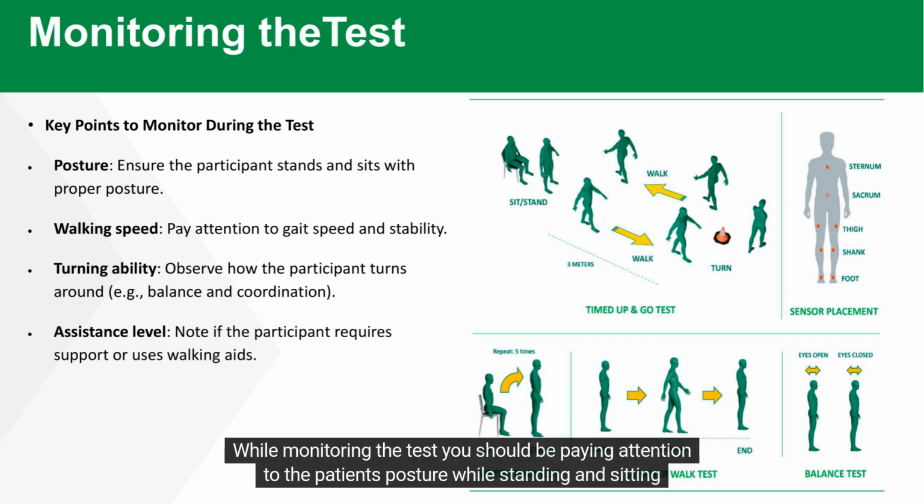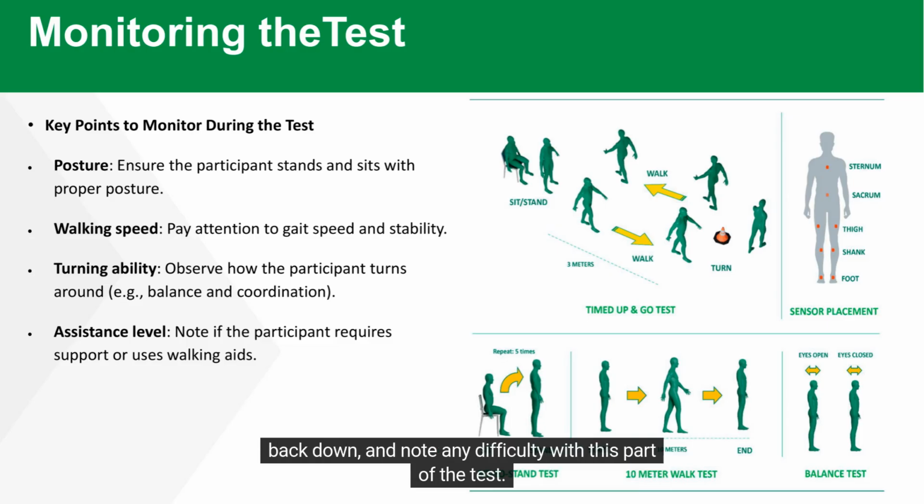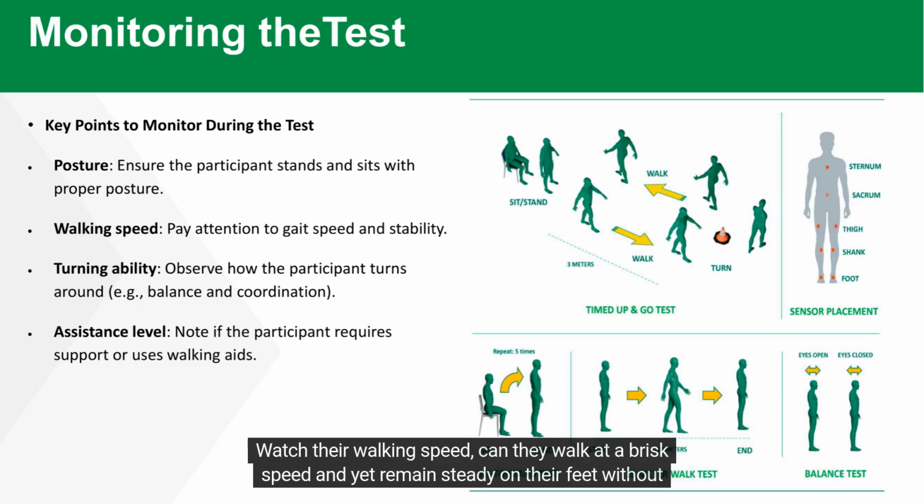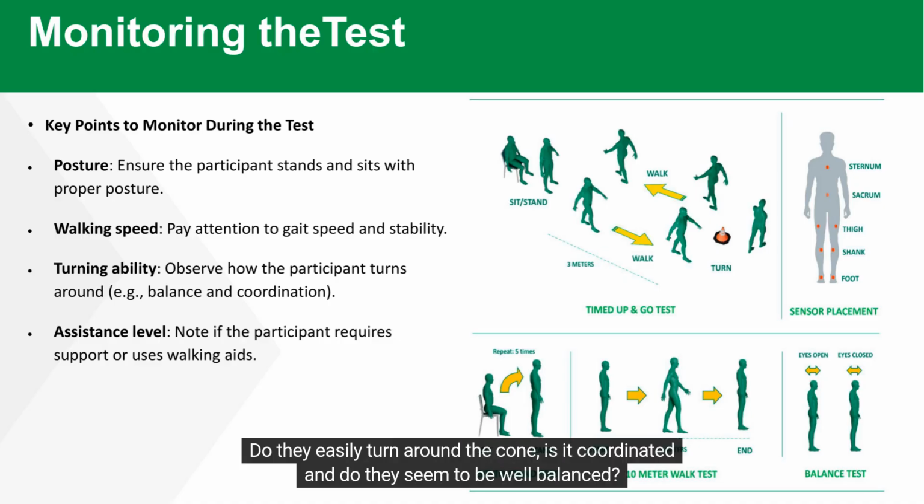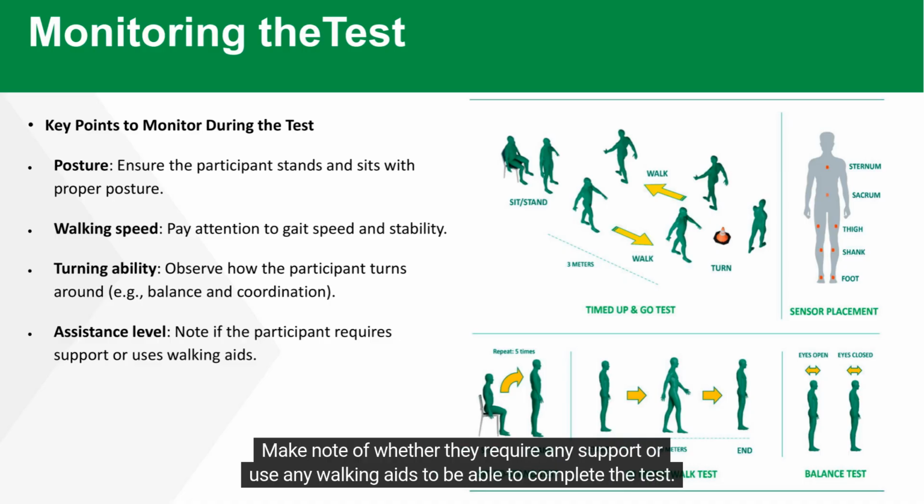While monitoring the test, you should be paying attention to the patient's posture while standing and sitting back down, and note any difficulty with this part of the test. Watch their walking speed. Can they walk at a brisk speed and yet remain steady on their feet without a risk for falling? Do they easily turn around the cone? Is it coordinated, and do they seem to be well balanced? Make note of whether they require any support or use any walking aids to be able to complete the test.